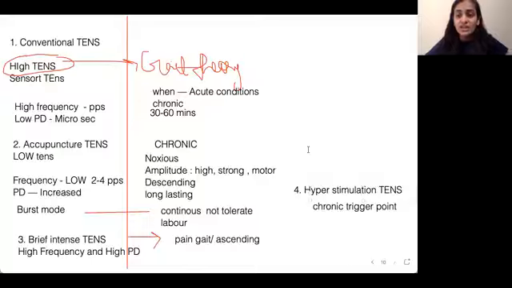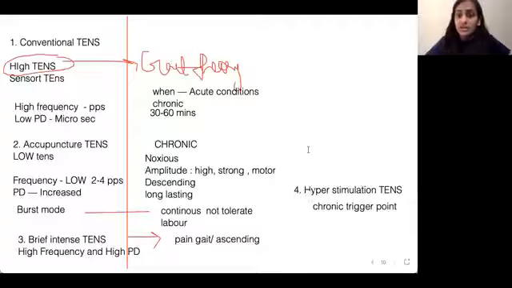Contraindications are the same as any other electrical stimulation: pacemaker, neck, face, epilepsy, cancer, genital areas, eyes, and all of that. Okay, so that's going to be your eyes, larynx, pharynx, carotid sinus, all the same contraindications as any other electrical stimulation.